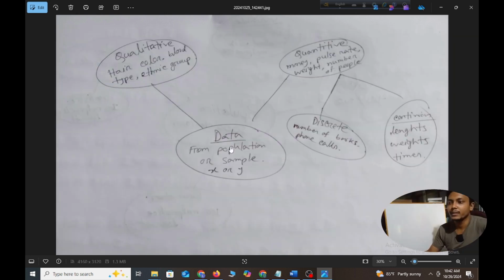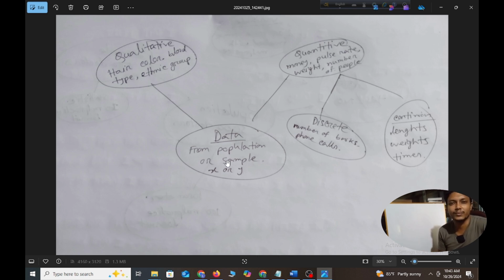Data from a population or a sample is represented by lowercase letters like X or Y. Okay, so that's how we represent data. And we have two types of data: qualitative and quantitative.